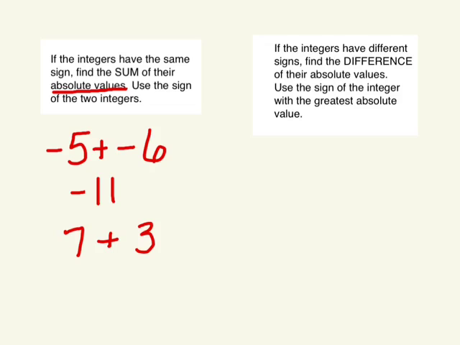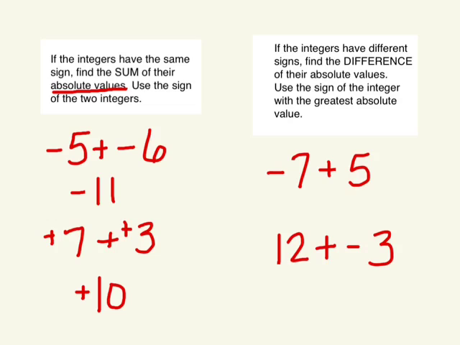The next problem, 7 plus 3, they're both positive. You don't see the plus sign, but it's implied that it's there. You do not have to have it there. So 7 plus 3 gives us 10, and they're both positive, so this stays positive. You can leave it with no sign, or you can put the plus.